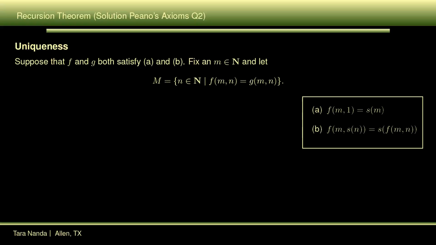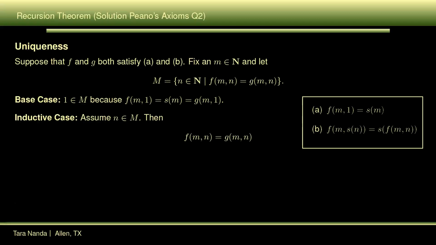And we will do this using the principle of mathematical induction, the weak principle of mathematical induction. Base case: 1 belongs to M. Why? Because by property A, f of m comma 1 is the successor of m, and since g also satisfies this property, g of m comma 1 is also equal to s of m.